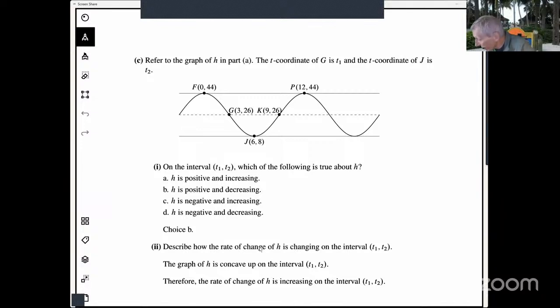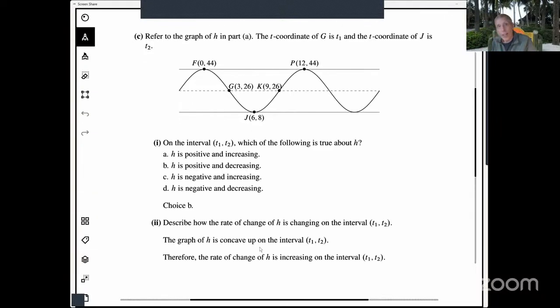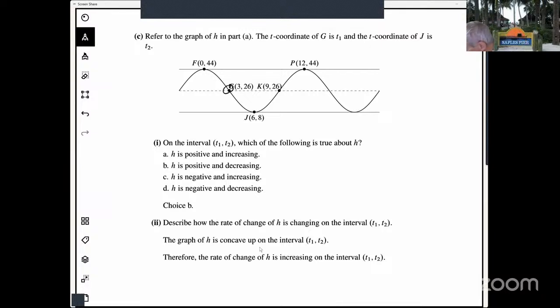Okay, I've actually got one more question about this application here. So we're going to think about that graph of H in part A, and we're going to call the t-coordinate of G T1, the t-coordinate of J T2. So I'm actually looking at what's going on between these two points, between G and J. And the first one says, on the interval T1 to T2, which of the following is true about H? And Vicky, help me on this, but I think this is a typical question on that FRQ also. Yes, it is. So essentially a multiple choice question in the middle of a free response question, yes.